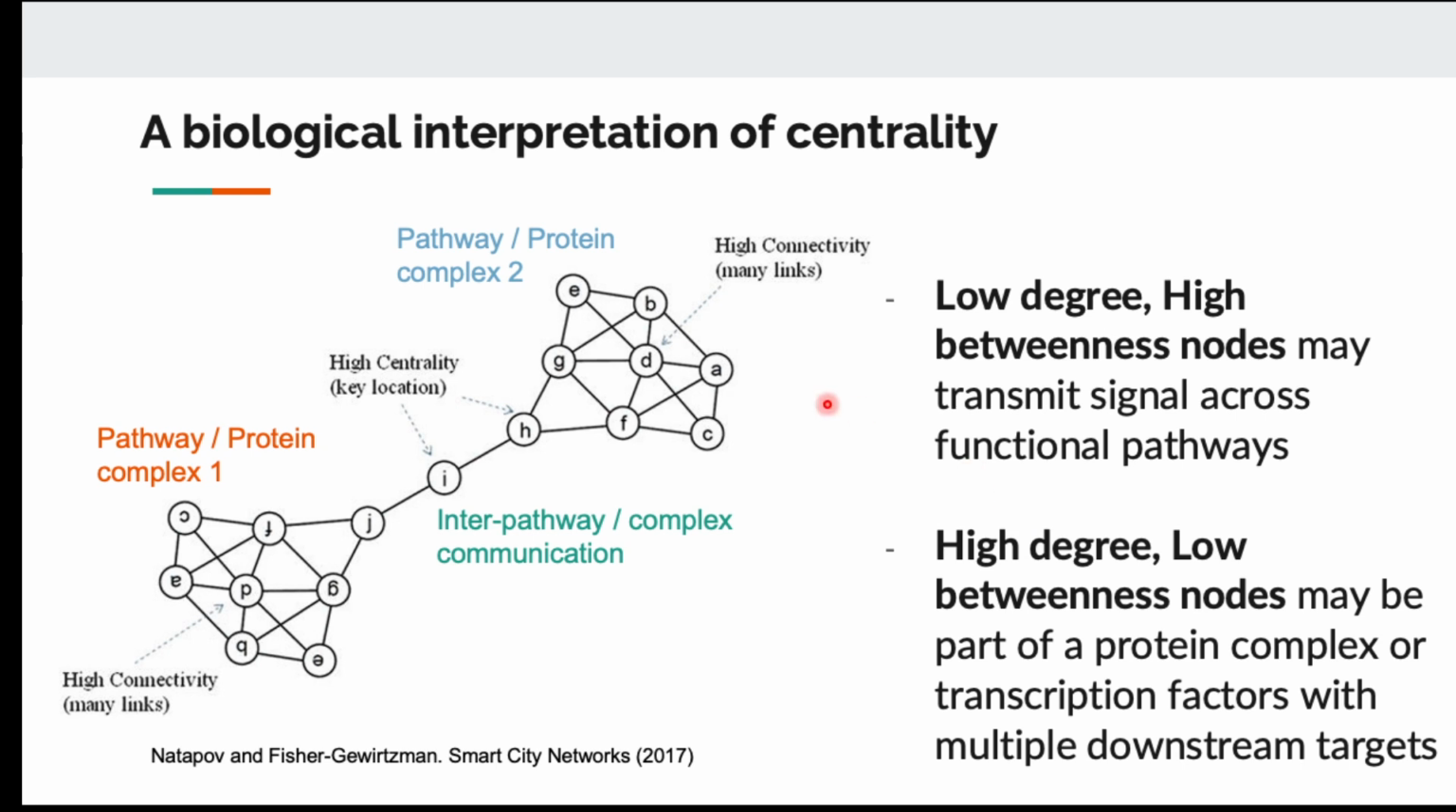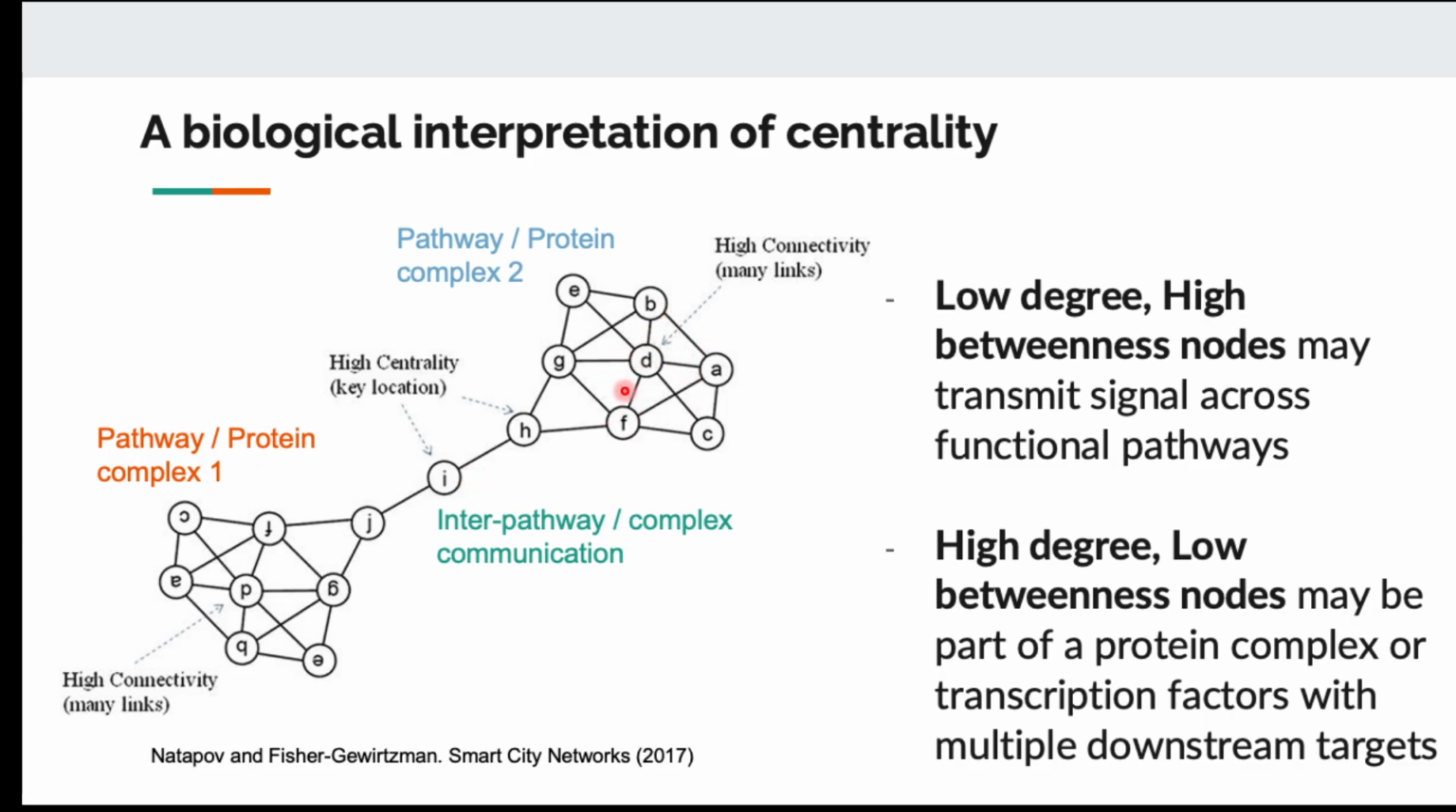So for example, let's imagine this example. If we have two functional pathways, two different pathways that are communicating with each other. So we have many proteins in one pathway, like these are connected to each other because they're in the same pathway, they are working together. The other proteins in a different pathway, like these are also working together. And there are only a few proteins that communicate between them, sending signal between them.